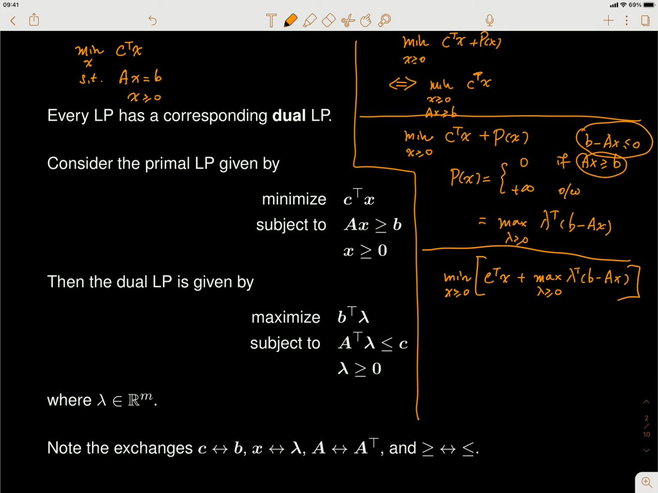Okay, so now I will have the minimum over x greater than or equal to 0, and the maximum, I put it outside. It doesn't matter because this first term here, this c transpose x, does not depend on lambda at all. Right? So when I put this inside here, it doesn't affect my maximizer at all, and the objective function is nothing but the same objective function here plus the c transpose times x. Right? As I said, this doesn't depend on lambda. So I put them together, c transpose x plus lambda transpose (b minus Ax).